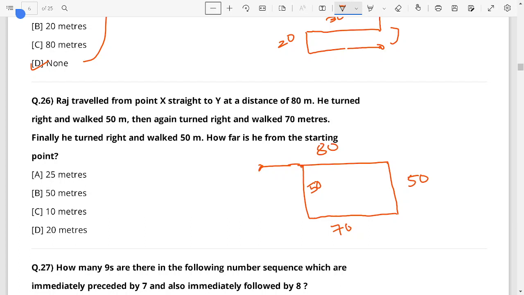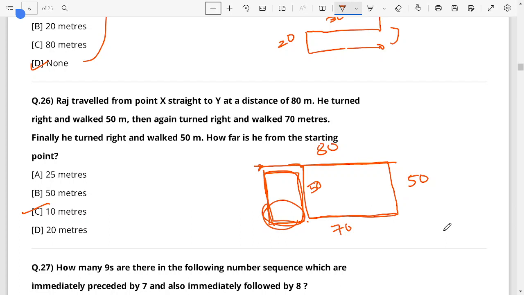So just look at the question here. Look at the simple question. He has walked 70 meters from here to here, right? So just subtract it, 80 minus 70. We just have to find the distance covered here. If this is an 80 meters distance, he has already walked 70 meters. So the rest of the distance will be 10 meters, right? So the right answer will be 10. So option C is the right answer. Chalo, next question.